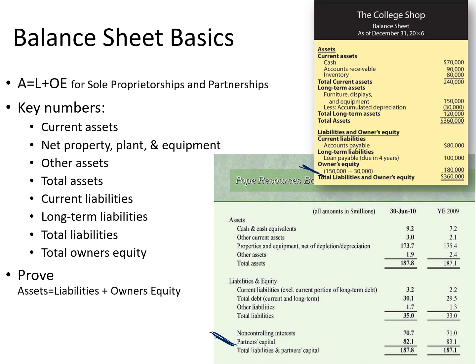Notice that for balance sheets, whether it's a sole proprietorship or a partnership, the key numbers stay the same. The assets still equal the liabilities plus the owner's equity, and you can prove that the balance sheet balances. Now, current assets are assets or resources that you believe will convert to cash in the next year or operating cycle.